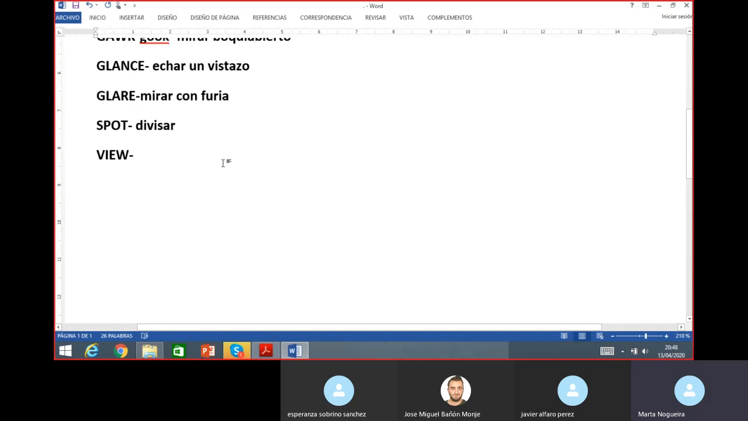View. This is technical, this is look thoroughly. Thoroughly is with a lot of care. Regard, consider. Esto es ver en el sentido de considerar. When we say from my point of view. So, many people view tattoos negatively. La gente ve los tatuajes de una forma negativa. It's in the sense of consider.